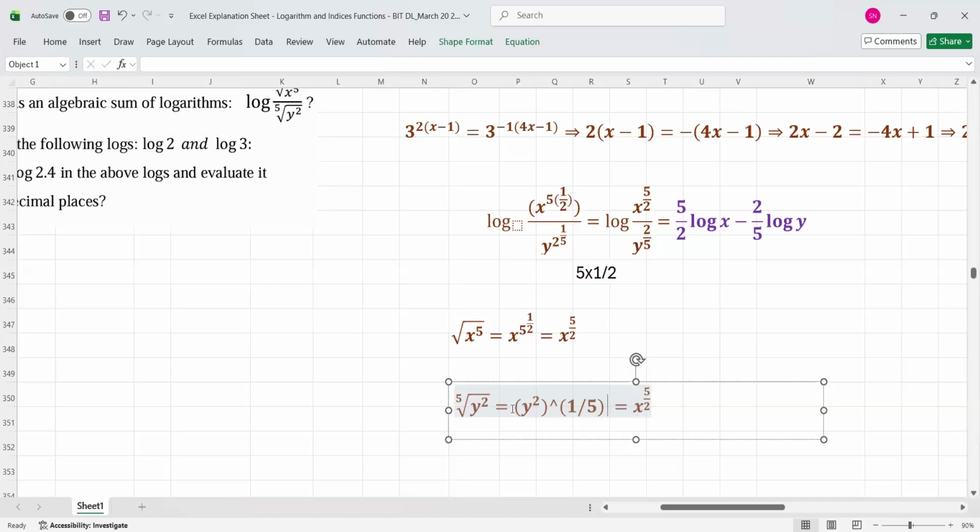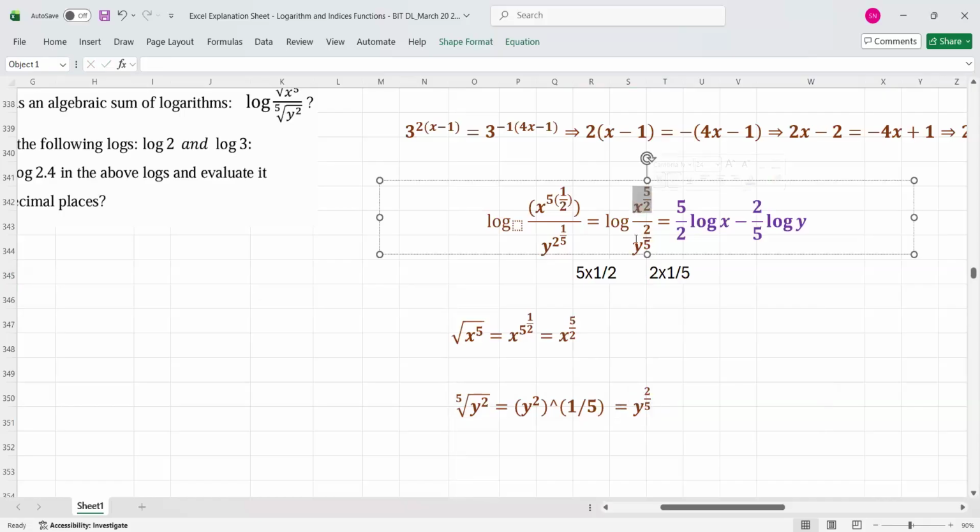Okay, so 2 times 1 over 5, like we did here. What is 2 times 1 over 5? Is it not that it becomes 2 over 5? So this gives you y raised to the power 2 here, and this one becomes 5. So this is in the numerator, and that is in the denominator. That is what I have here.